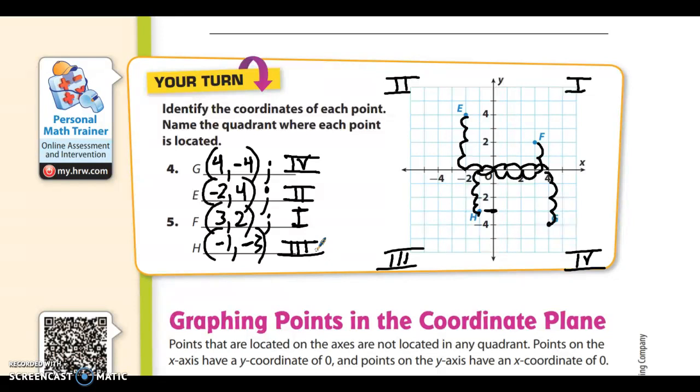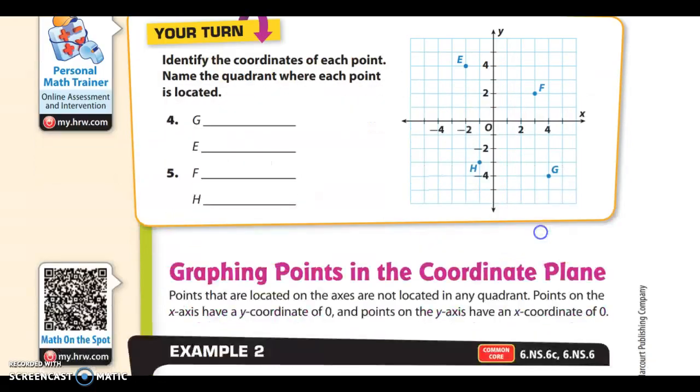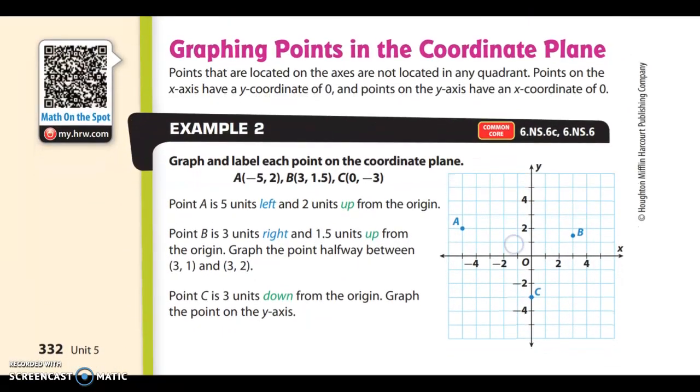Cool. All right, we are going to go ahead and check out the bottom of this page, and then this video will be over, and we'll go on to the next one. Please read along with me. Graphing points in the coordinate plane. Points that are located on the axes are not located in any quadrant. Points on the x-axis have a y-coordinate of 0, and points on the y-axis have an x-coordinate of 0.